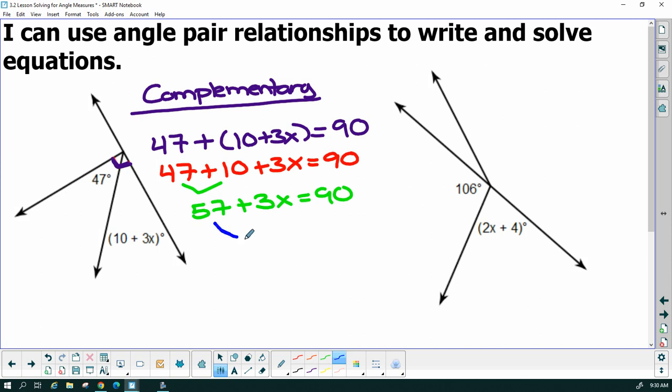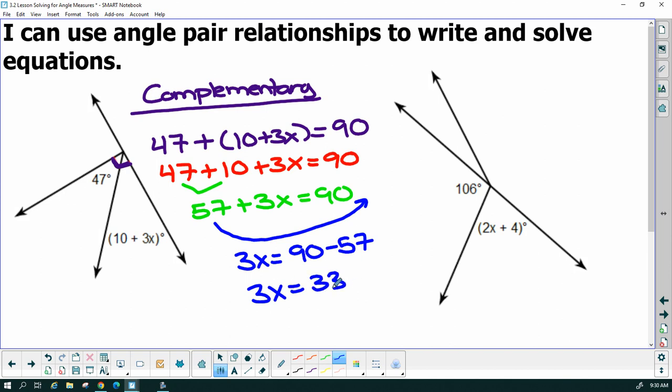I'm going to move this 57 over. It's positive right now. I know it's positive because there's no sign in front. So when I move it over, it's going to become negative. Again, you might do minus 57 on both sides. I like to show both ways. 90 minus 57 is going to get me 33. And then finally, my last step here is to divide by 3.